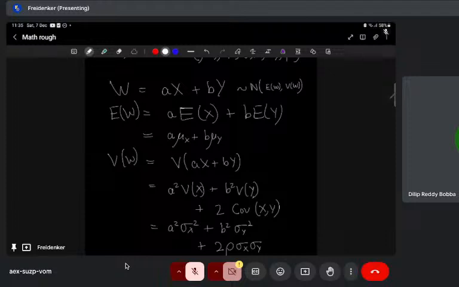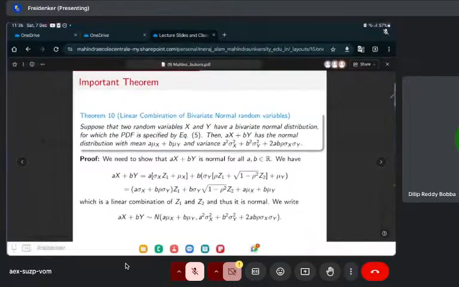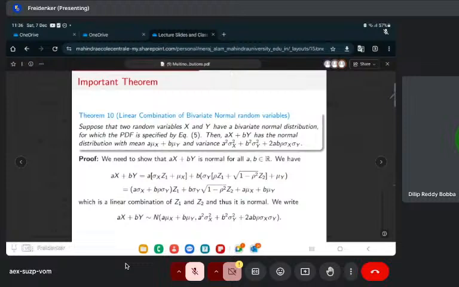If you see in bivariate normal, we know that x and y are normal themselves, and if we add or subtract two normal random variables, we still get a normal random variable. That's why this W is also a normal random variable. There is nothing new that the theorem is telling. In bivariate normal distribution, x follows a normal distribution, y also follows a normal distribution. So consequently, ax plus by will also follow a normal distribution, and the mean and variance we just found out.